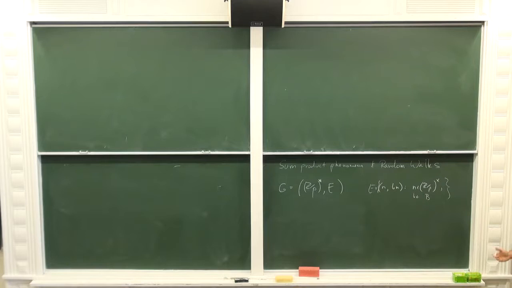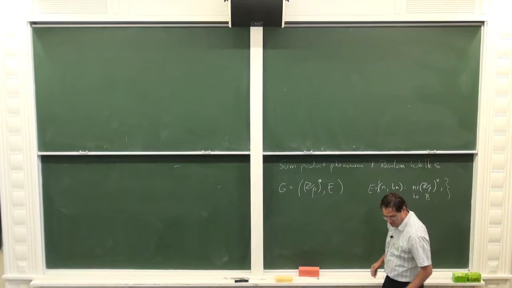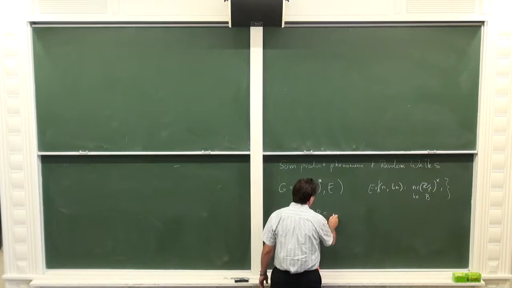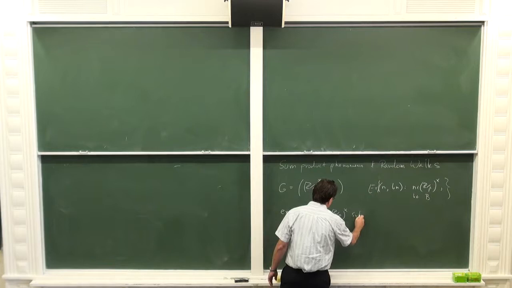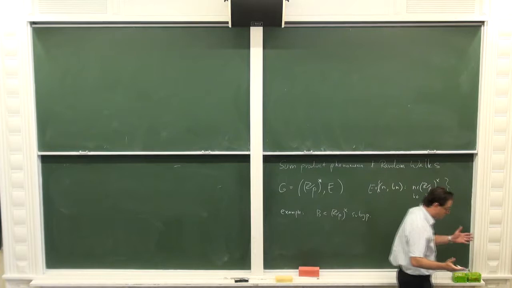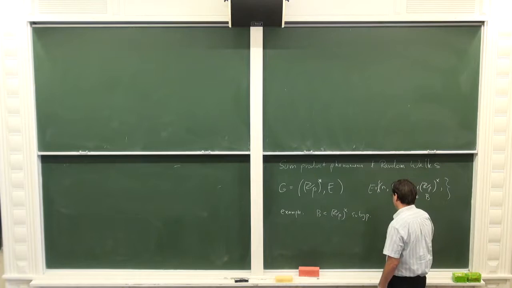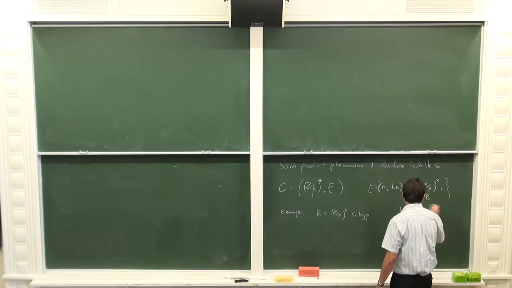So one case where it's uninteresting, perhaps, for example, I could take B to be a subgroup of the multiplicative group. In this case, as a graph, this is not a particularly interesting graph. It's a disjoint union of complete graphs. But still, the result I'm going to present is going to be interesting in this case. The size of the set B, I want it to be not too small, so I want it to be bigger than some polynomial in the number of vertices.